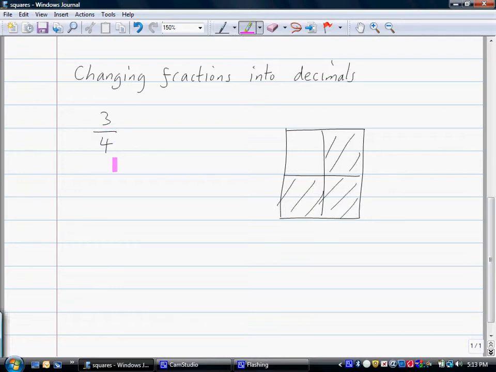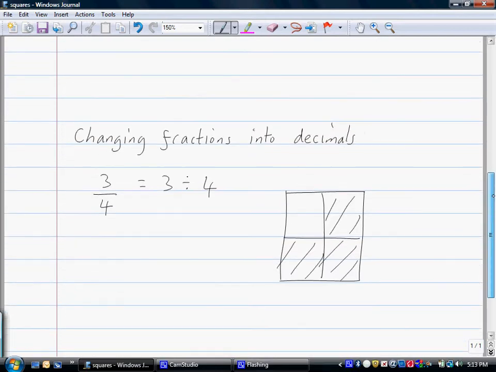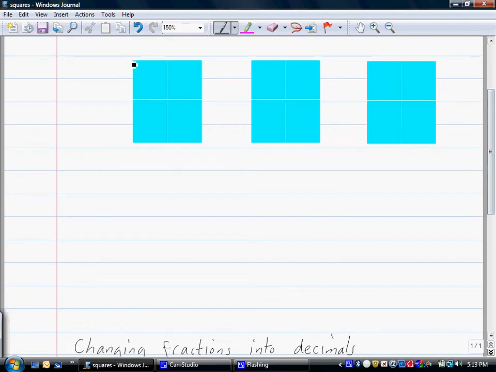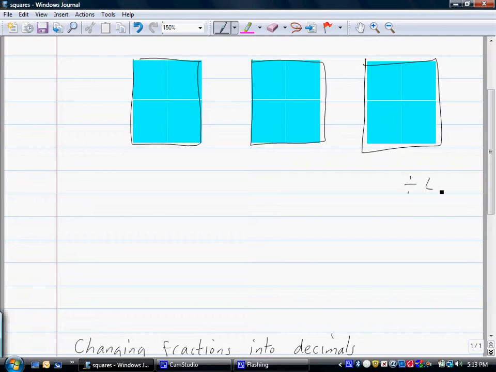Now it's important to understand that 3/4 can also be thought of as 3 whole ones divided by 4. Let me show you why that's the same. If these represent whole ones, you've got 1 whole one, 2 whole ones, 3 whole ones, and I want to divide these whole ones into 4, so that, of course, from your understanding of division, would mean that I'm sharing these 3 whole ones between 4 people.